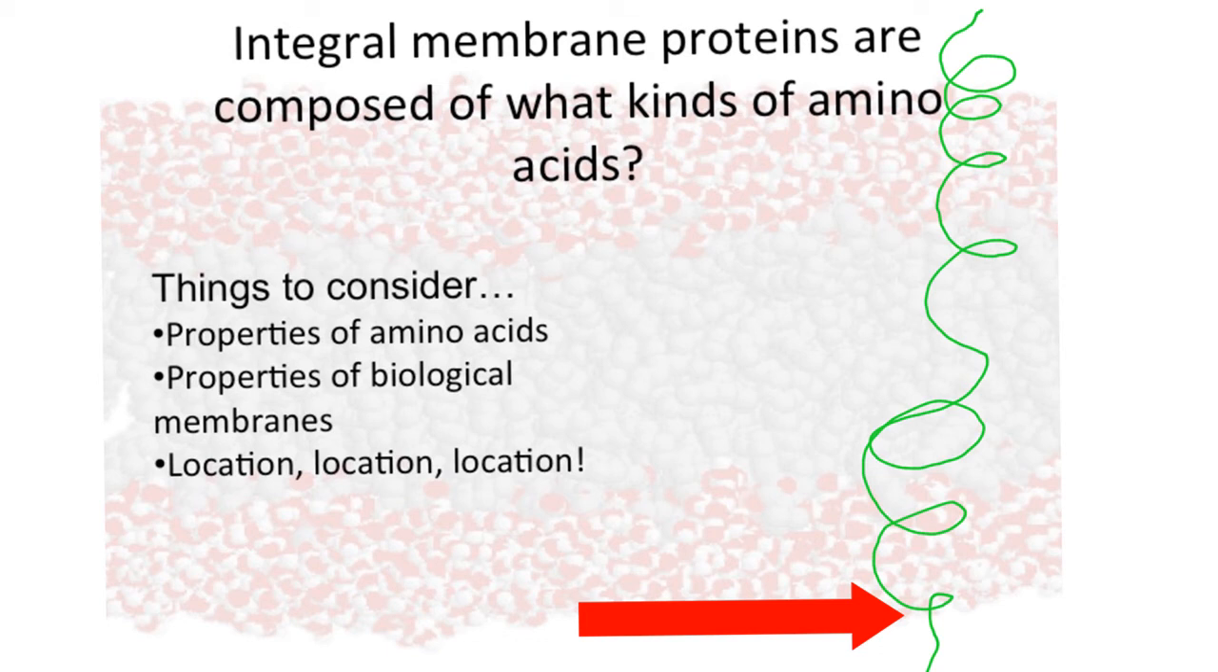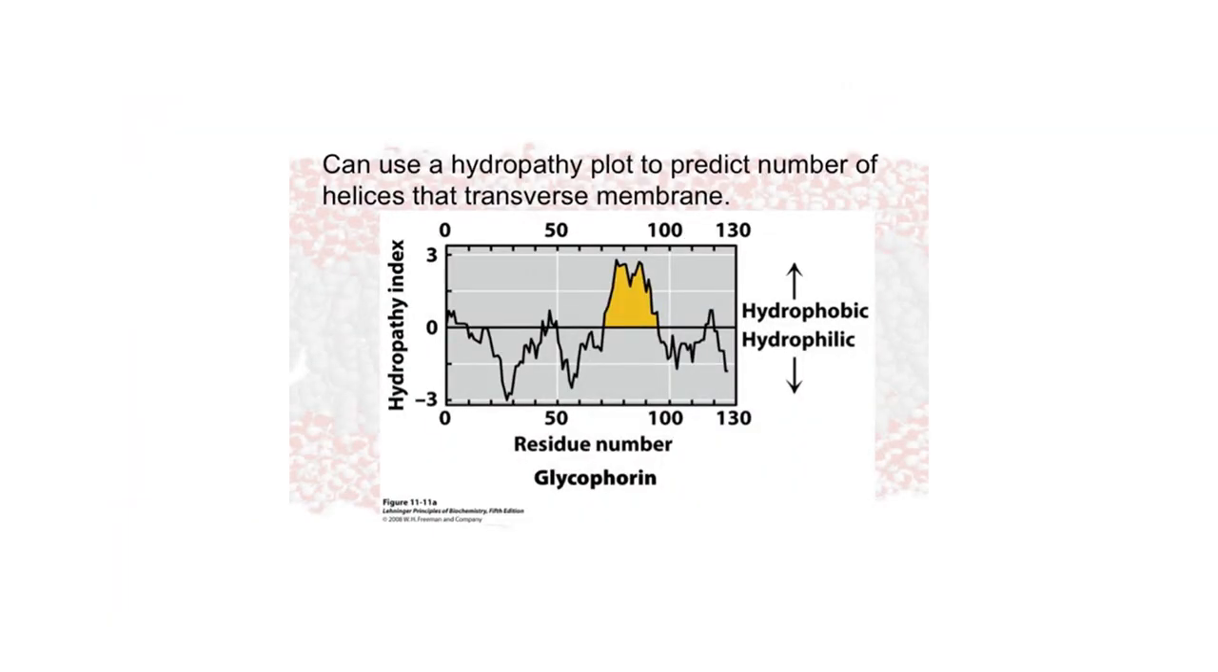And they use what's called the hydropathy plot. The hydropathy index means how hydrophilic or hydrophobic something is. If it's a positive number, it means it's hydrophilic. If it's a negative number, it means it's hydrophobic. If it's 0, then it's completely neutral.